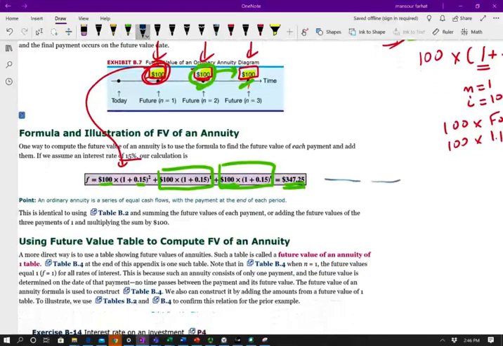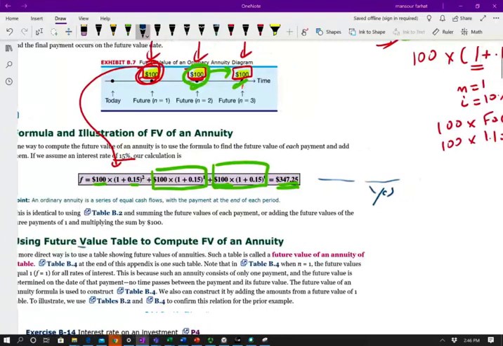Now, is there a shortcut to do this? Because sometimes we might have many periods. And the answer is yes. We do have a future value table where we can look up n equal to 3, i equal to 15.